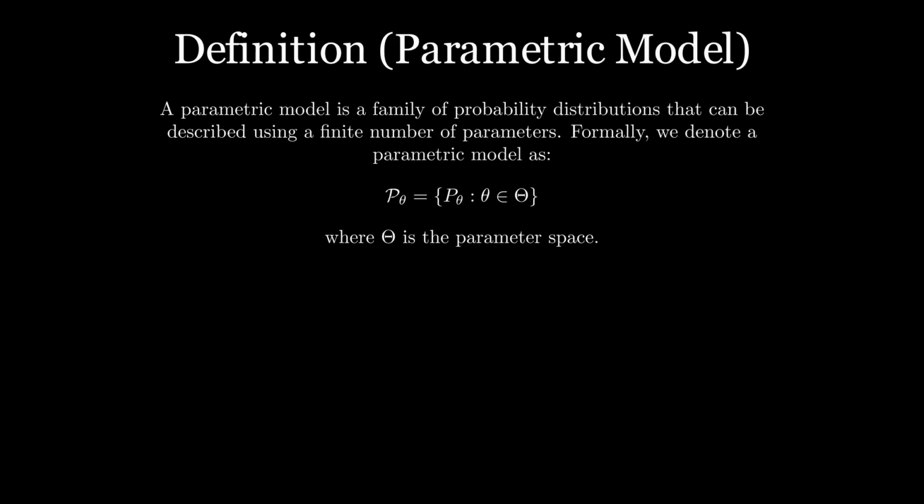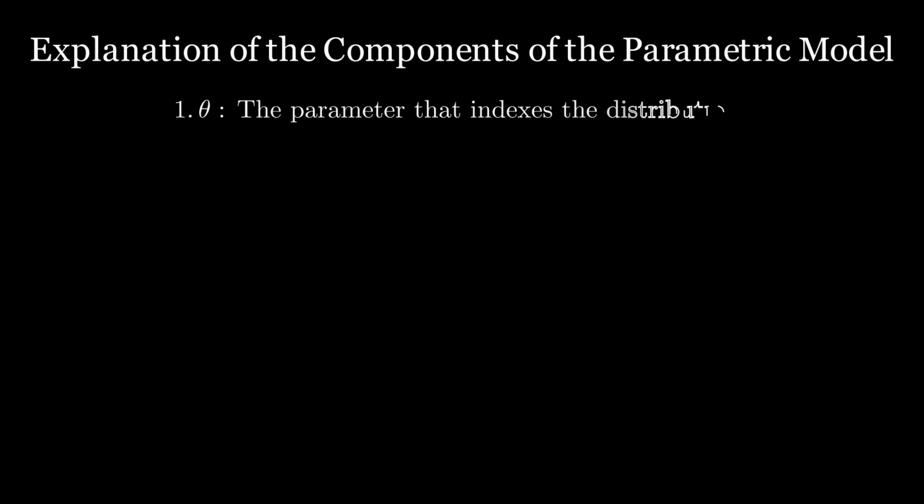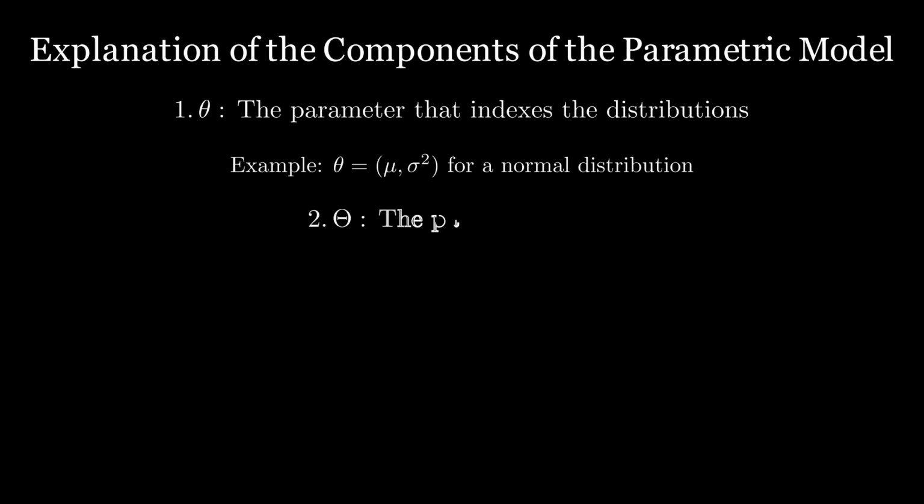A parametric model uses a few parameters to describe a family of distributions, like the mean and variance for a normal distribution. For example, different normal curves can be drawn using different values for the mean and variance. Theta is the parameter that identifies different distributions. For example, in a normal distribution, theta includes the mean and variance. Big theta is the set of all possible values for theta. For a normal distribution, big theta includes all real numbers for the mean and all positive numbers for the variance.